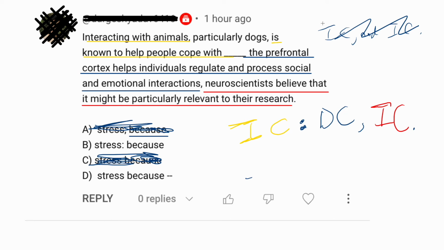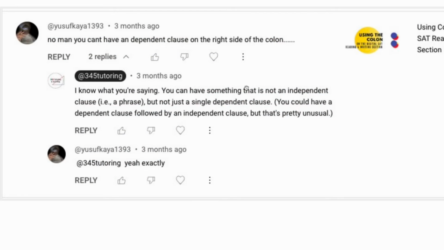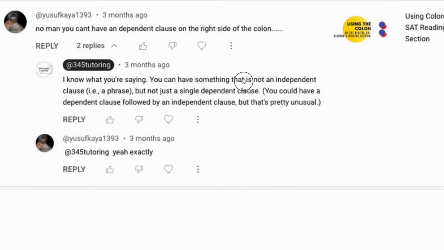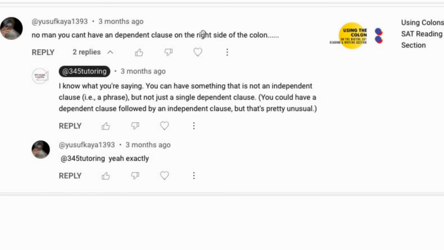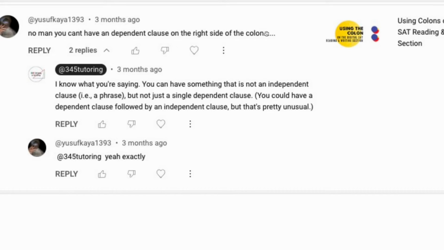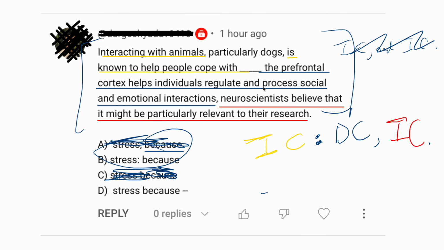This is actually a good example of something I had been trying to find an example of in response to an earlier comment. So this student correctly noted that you can't just have a dependent clause on the right side of the colon, as I had lazily or sloppily said in the video. But you can, as we do in the example in the current video, have a dependent clause followed by an independent clause. And again, that's what we have here.